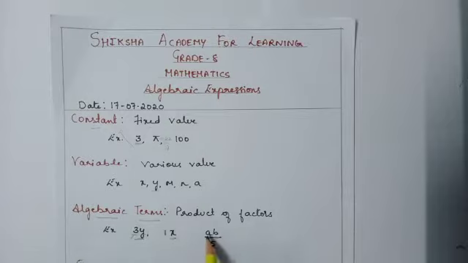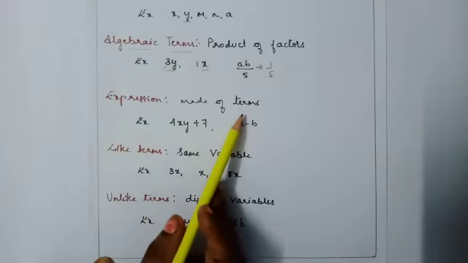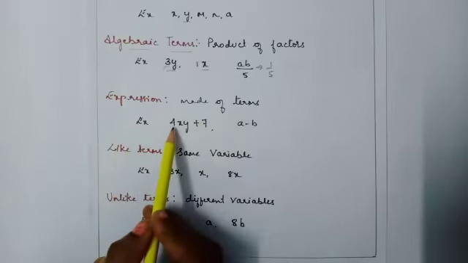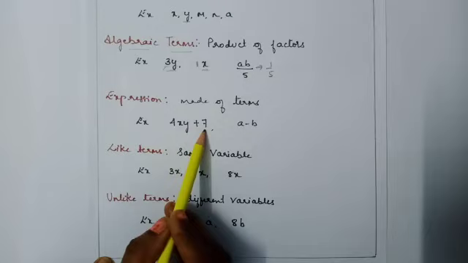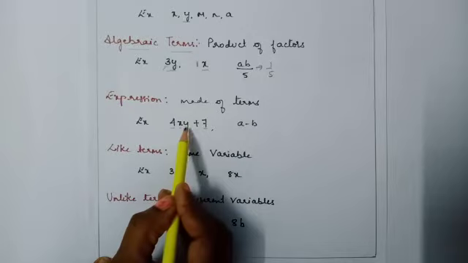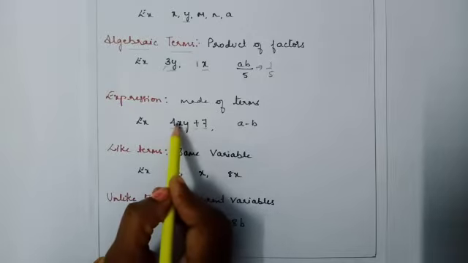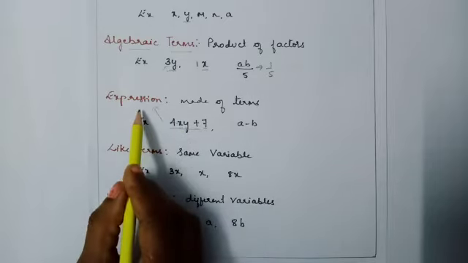The next example, AB divided by 5. Whereas AB are the variables, 5 is the constant. Right? Whereas the numerical coefficient is 1 by 5 and the algebraic coefficient is AB. Expression made of terms. Let us consider the example 4xy plus 7, that is 4 into x into y plus 7. You can see the constants 4 and 7. You can see the variables x, y, and you can see the fundamental operations plus and into. All this together form algebraic expressions.